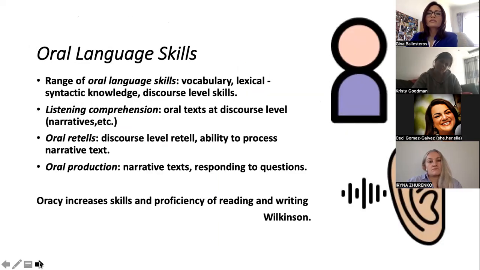As you know, there are several skills that encompass oral language skills, such as vocabulary, lexical and syntactic knowledge, discourse level skills, listening, oral retelling, oral production. In essence, oracy increases skills and proficiency of reading and writing.